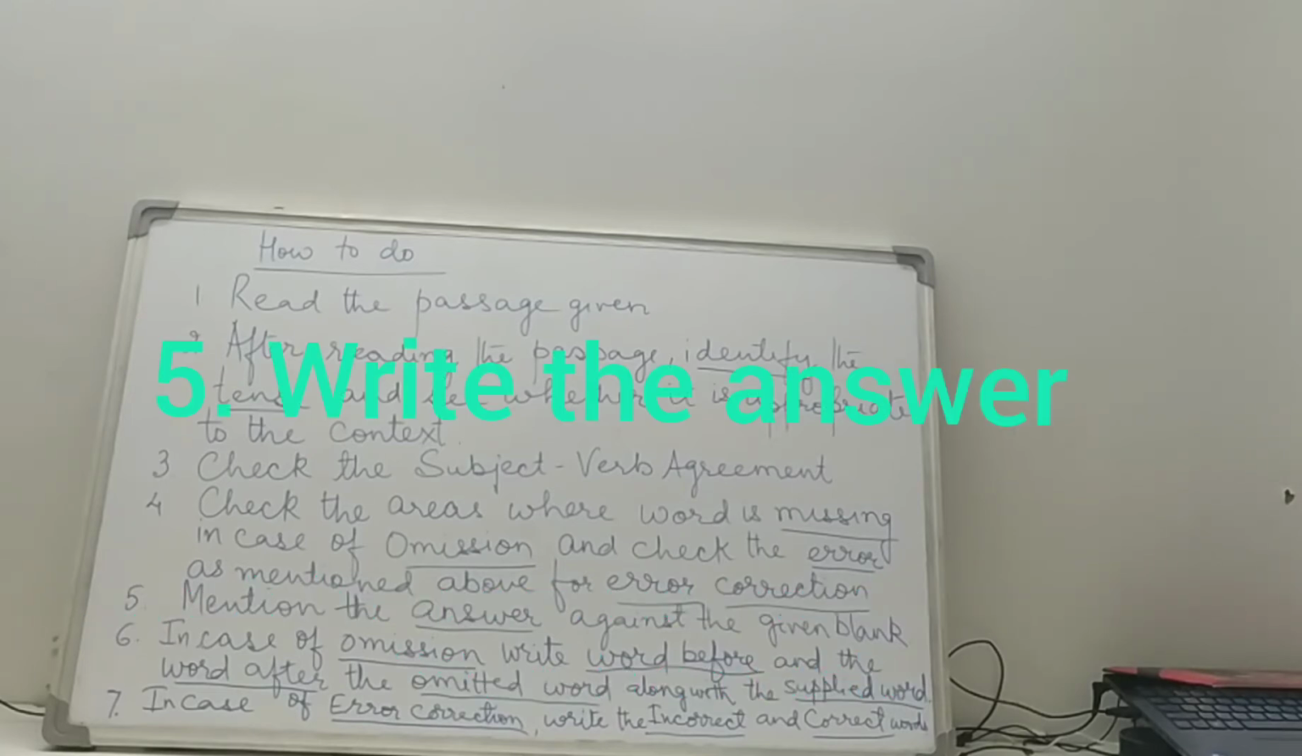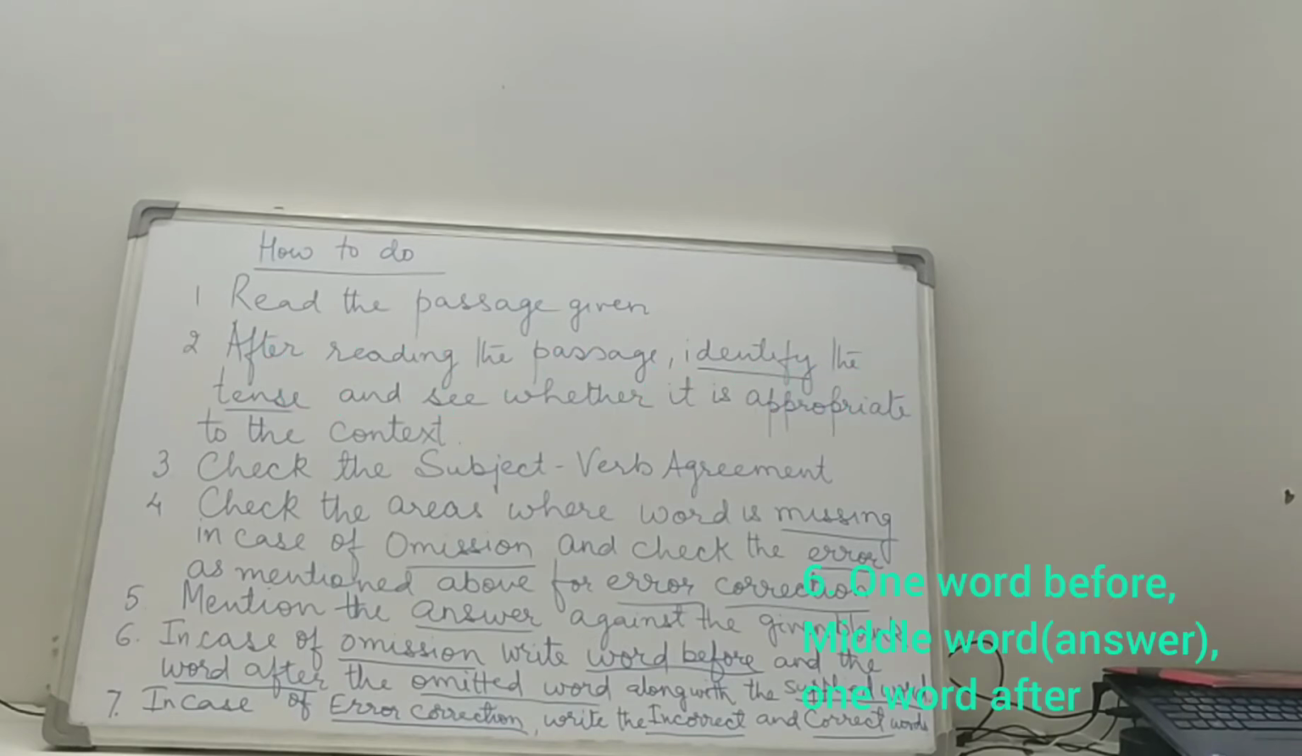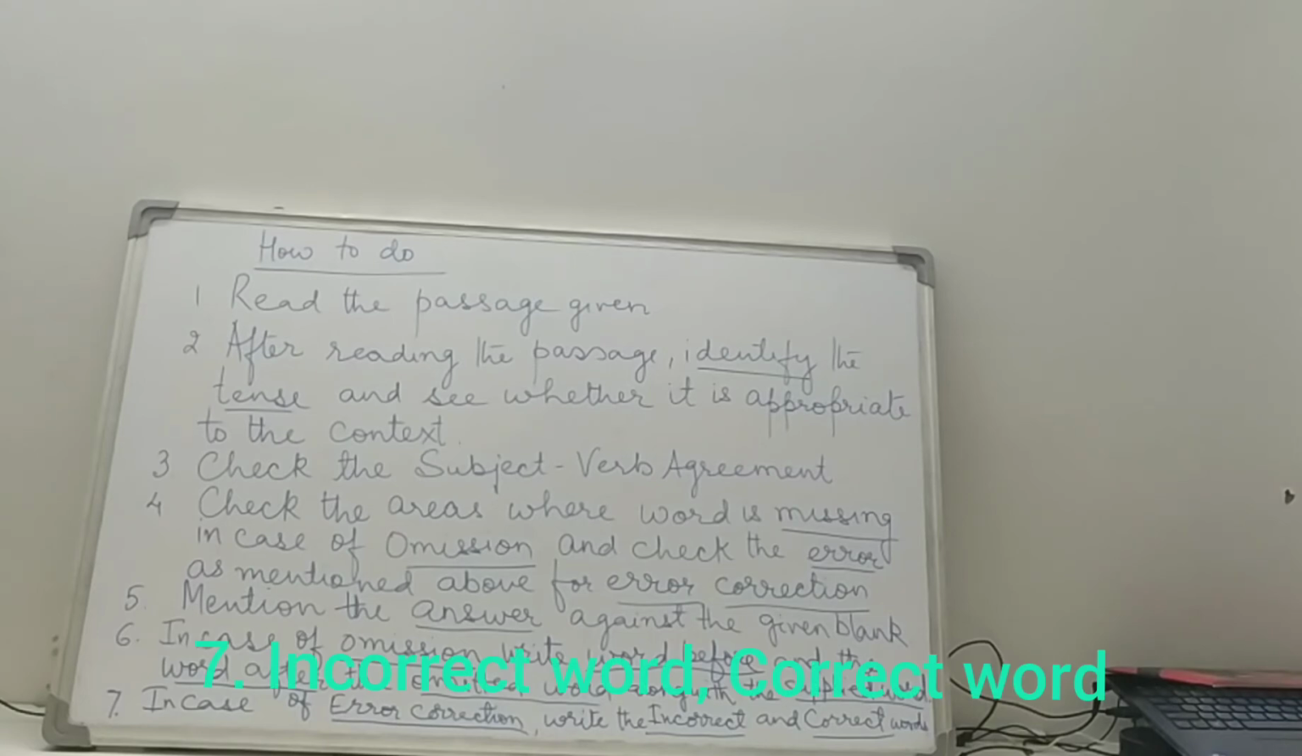Now next is mention the answer against the given blank. I told you about the numbered blank. You have to write down the answer in that. In case of omission, you have to write out the word before and the word after the omitted word along with the supplied word, that is the correct answer. So there should be 3 words. First is the word before, the middle one is the actual supplied answer, and the third one is the word after. And in case of error correction, write the incorrect word first and then write the correct word.